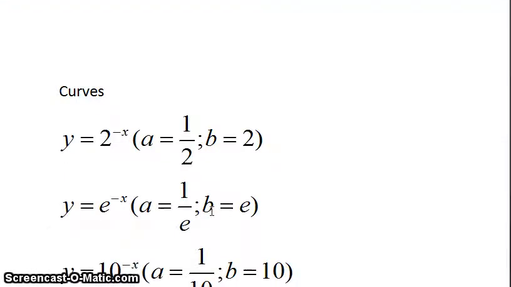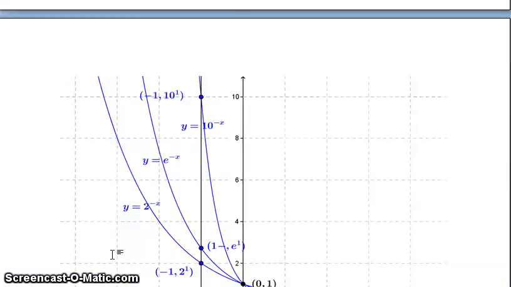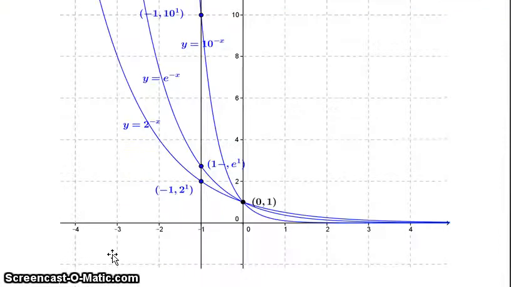So these are our 3 curves. y equals 2 to the minus x, y equals e to the minus x, and y equals 10 to the minus x. And these are our 3 curves. As you can see, they go through the 3 specified points, and they all go through 0, 1.